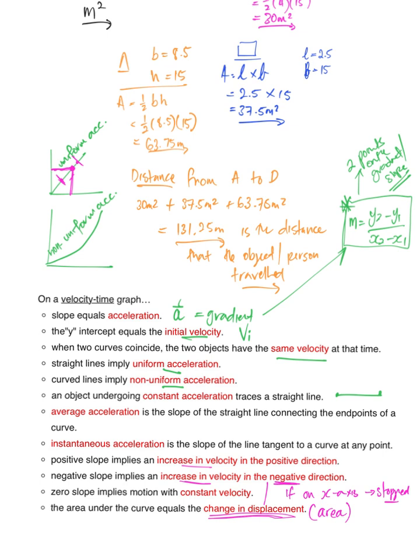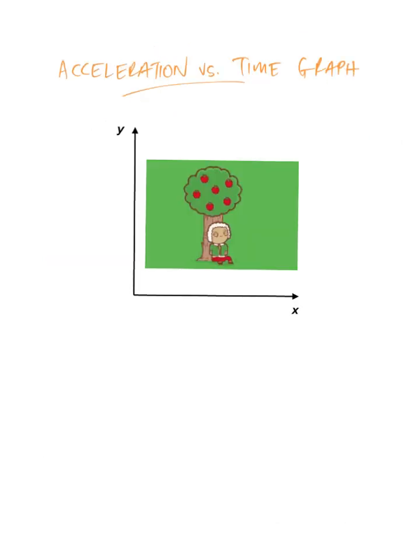So two things you need to know: how to draw the graph, and you need to also interpret from the graph. And you can see when we did this area calculation, how we did that. The next question you're going to be looking at is the acceleration time graph. Right, the next little thing we're looking at here is acceleration versus time.